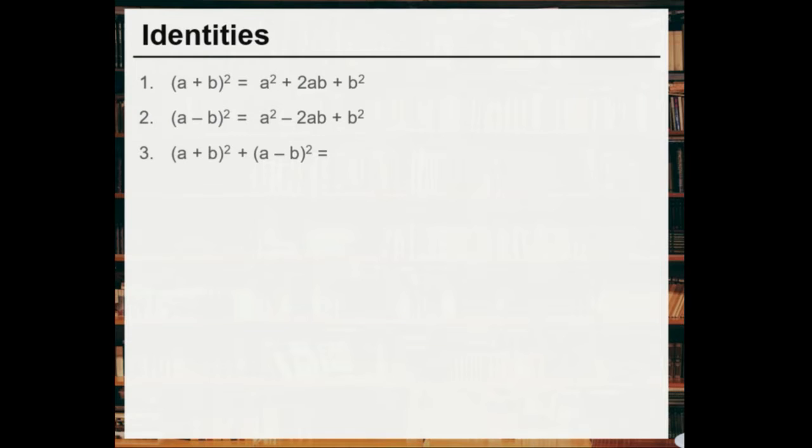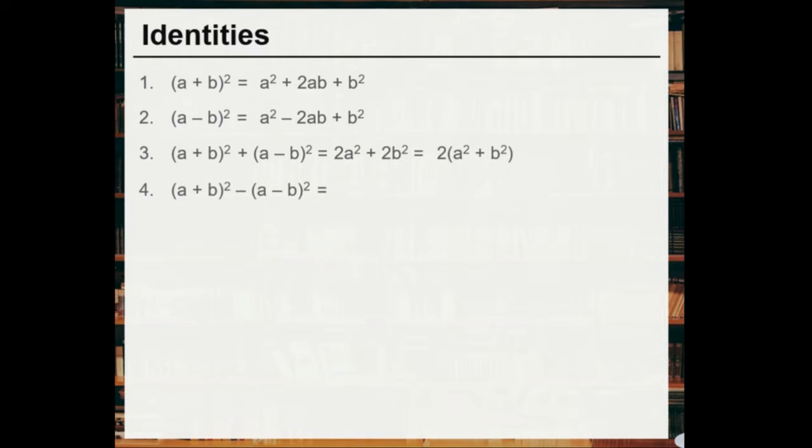Third one is a plus b the whole square plus a minus b the whole square. That is adding the two formulas above. So if you actually add the two formulas above, what would happen? The 2ab and the minus 2ab would cut out and you would get 2a square plus 2b square, which will then become 2 times a square plus b square.